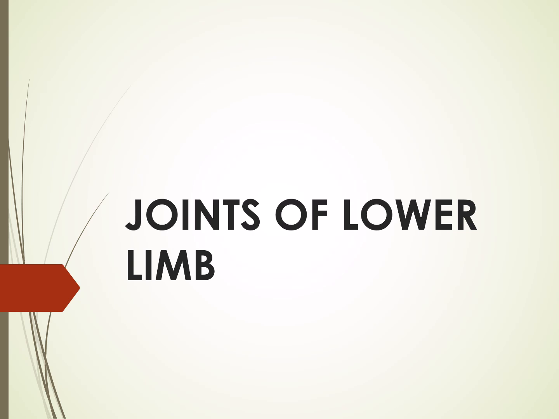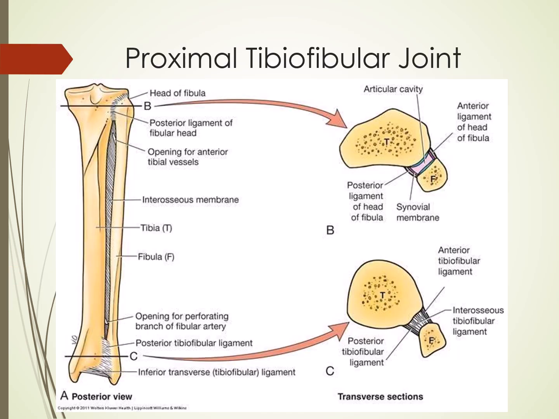Assalamualaikum students, today we will study the joints of the lower limb, in which we will cover the tibiofibular joints and the ankle joint. So there are two tibiofibular joints: the proximal tibiofibular joint, also known as the superior tibiofibular joint, and the distal or the inferior tibiofibular joint.